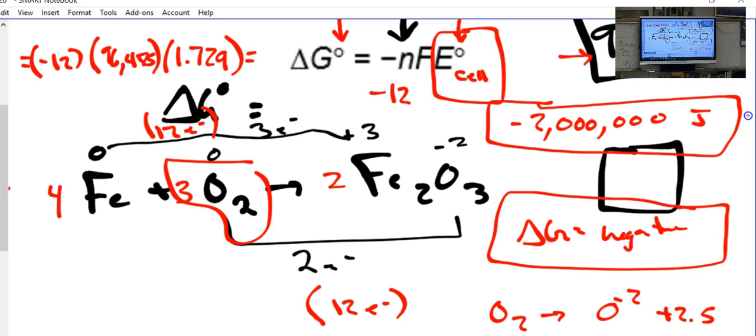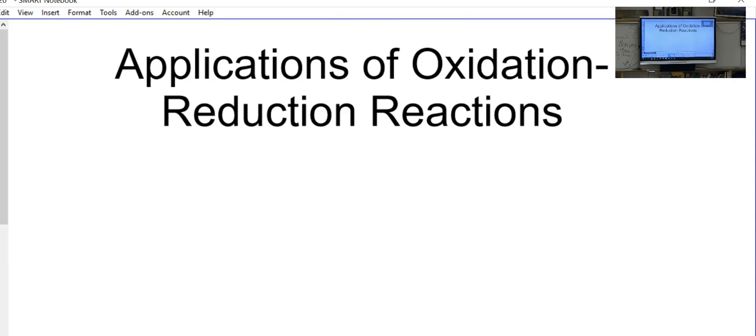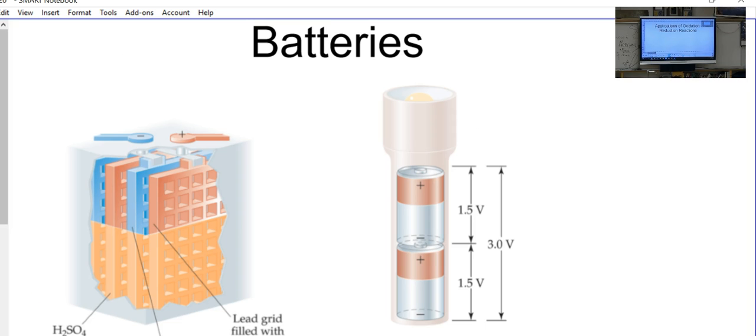Let's attack the last couple of things in this. And that's applications of oxidation reduction reactions. You should read this on your own, because I will barely scratch the surface. Batteries. Look how much text is on this slide. None. All right. This thing is called a lead acid battery. Anyone know where we find these? All right. That's your car battery.